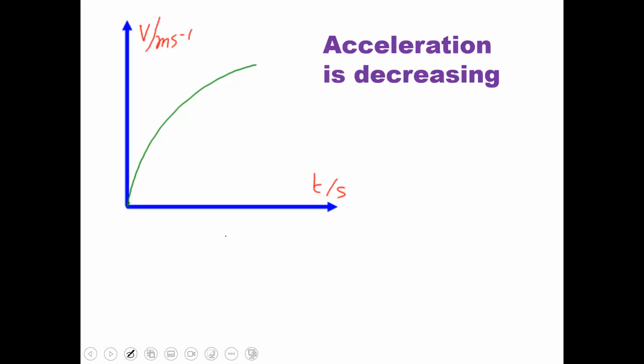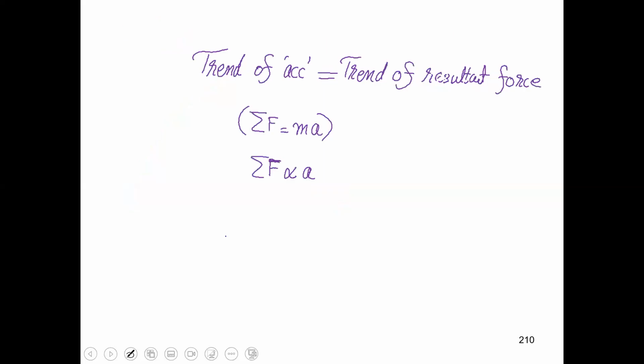Now, what happens in the paper that they can ask you to find or comment on resultant force? Apparently, it would be difficult. Why would it be difficult? Because the graph gives acceleration, but the link is that the trend of acceleration is the trend of resultant force.